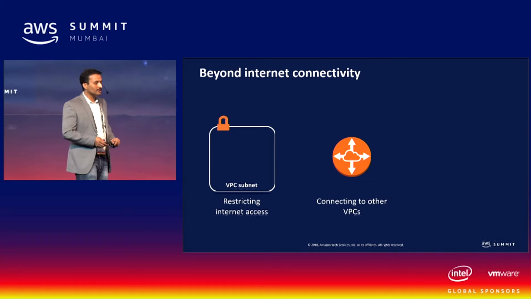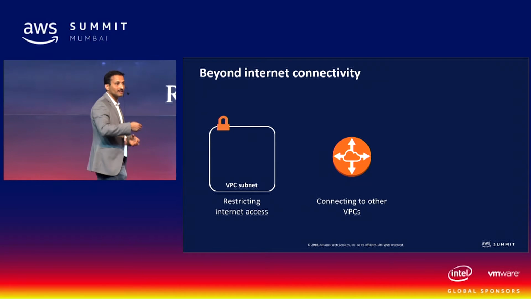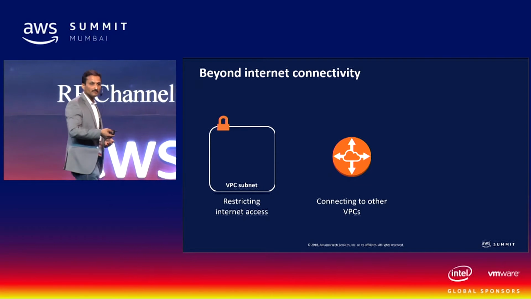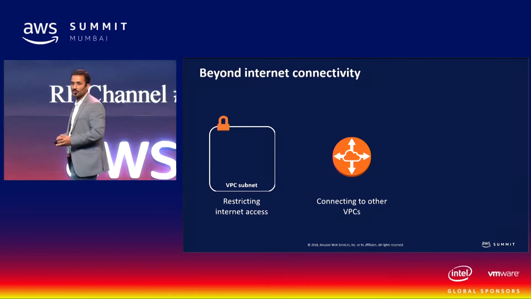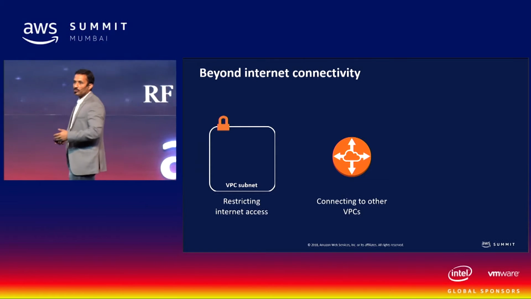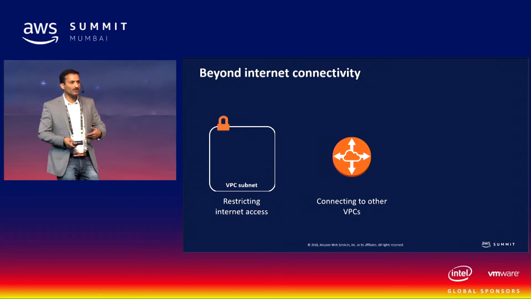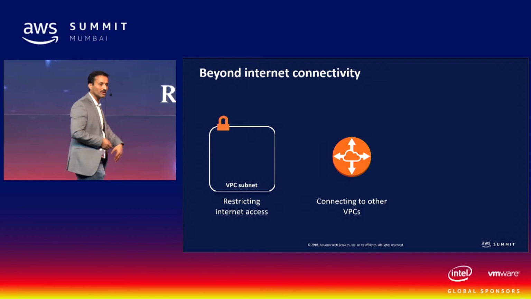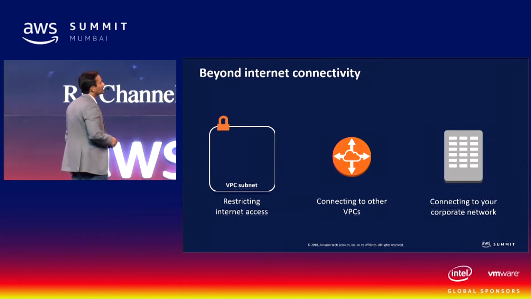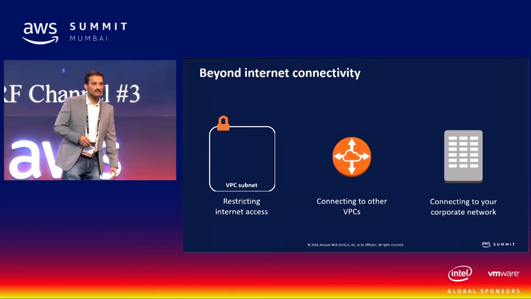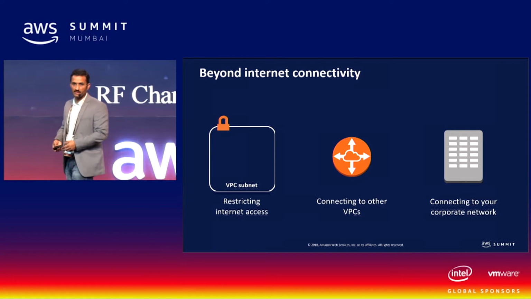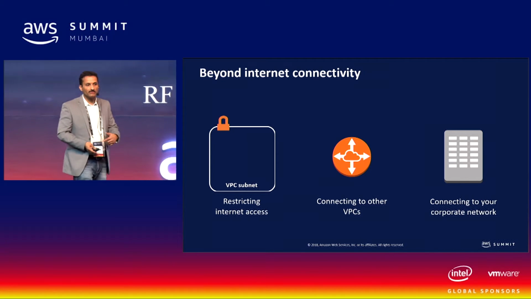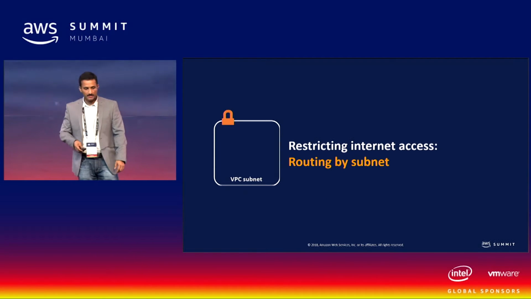The other thing you may want to do is connect to other VPCs, whether it's your team which has multiple VPCs which you want to connect together, or it could be your customer's VPC where you are consuming or providing services to another customer on AWS, right? The third connectivity option you may want to use is connecting to your existing corporate data centers or your corporate offices, right? So these are the connectivity options we will explore in next slides.